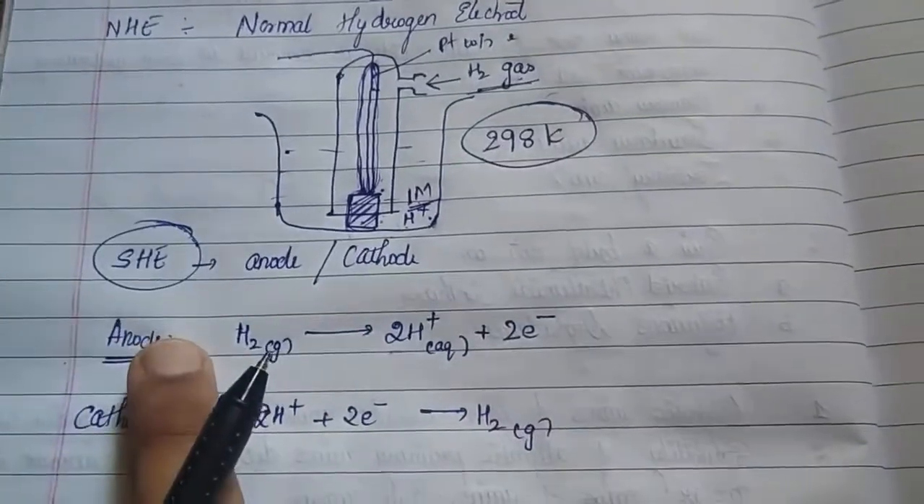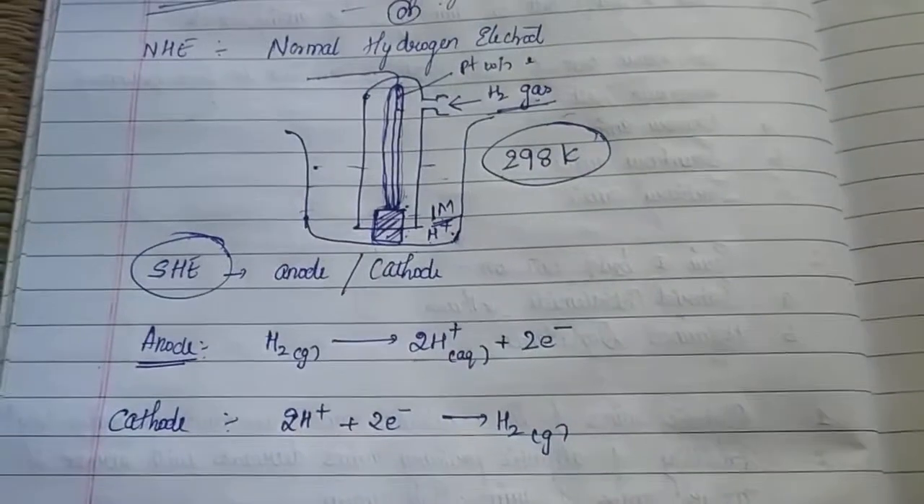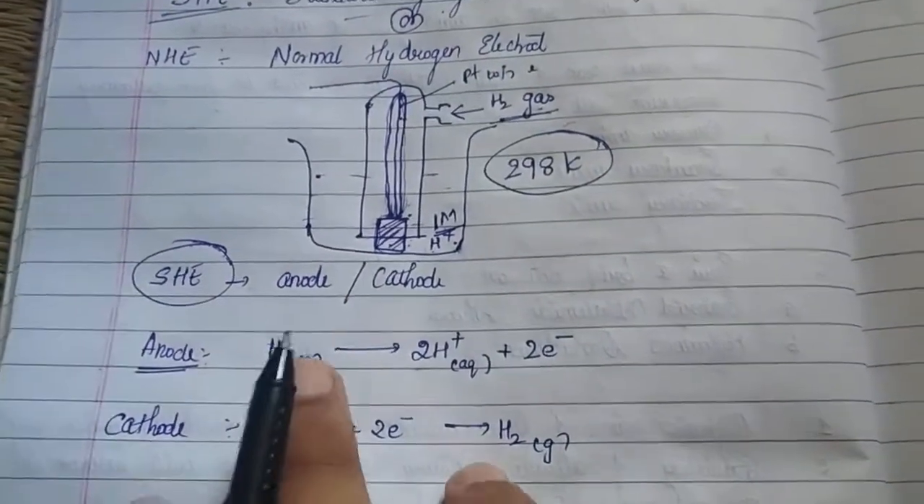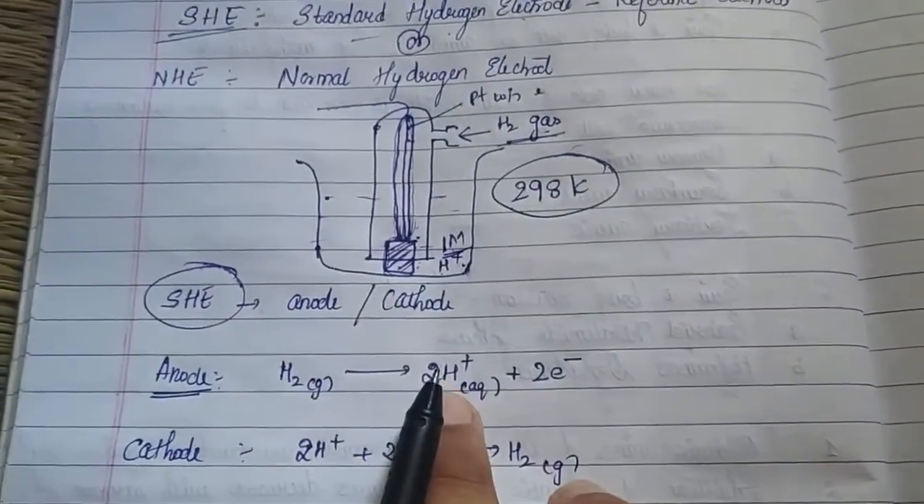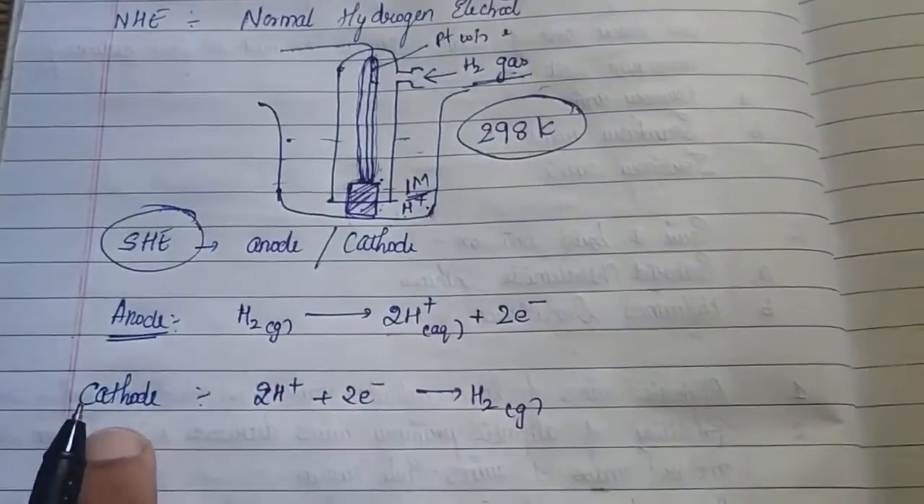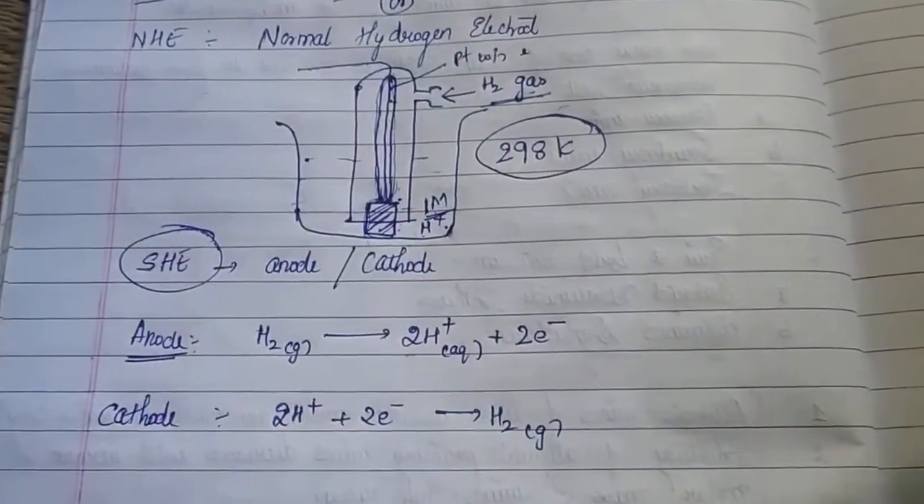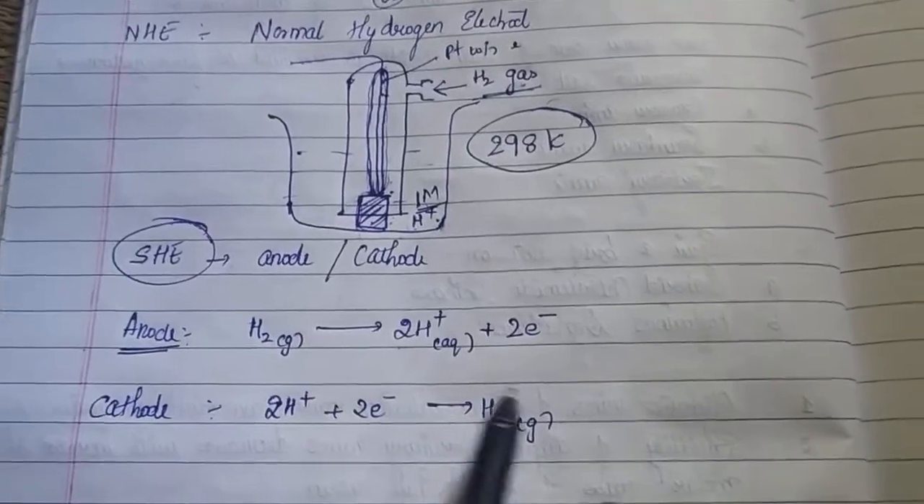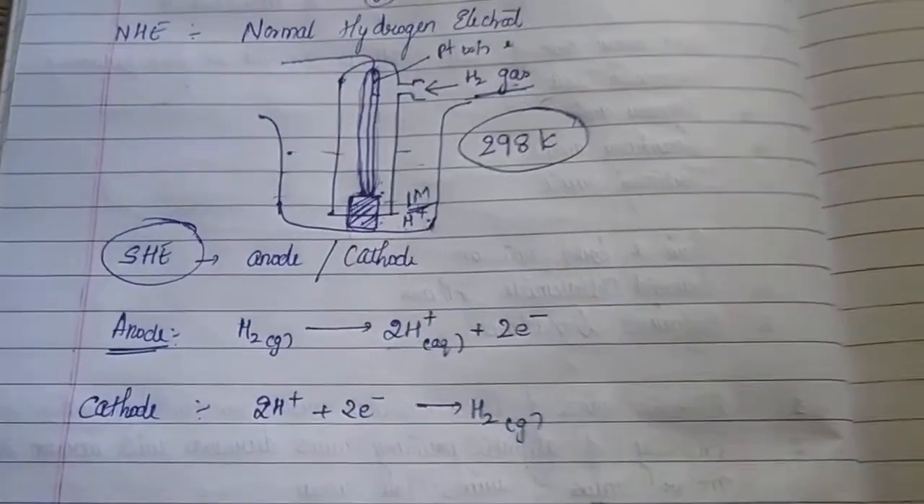So when it acts as an anode, what we know, anode means it should undergo oxidation. So H2, by losing 2 electrons, will give you what? 2H plus. Similarly, if it is acting as a cathode, that 2H plus will gain 2 electrons and it will give you the hydrogen gas.